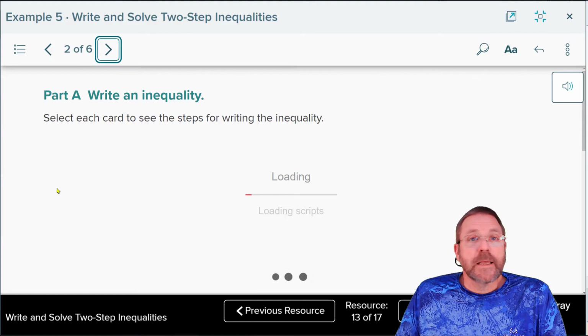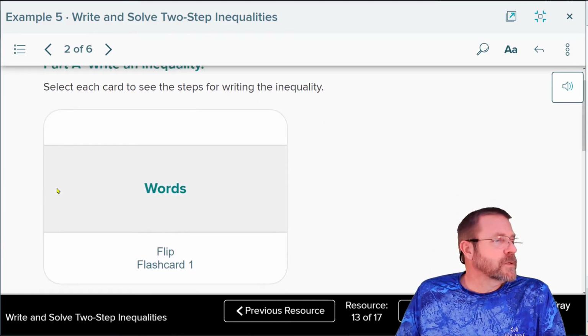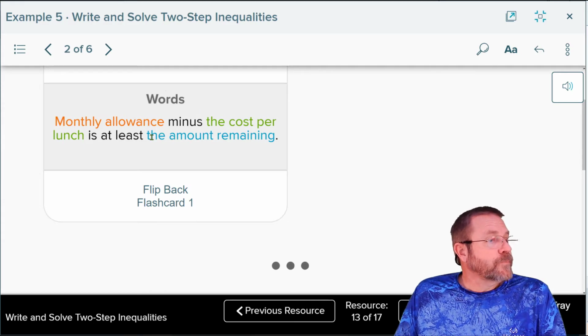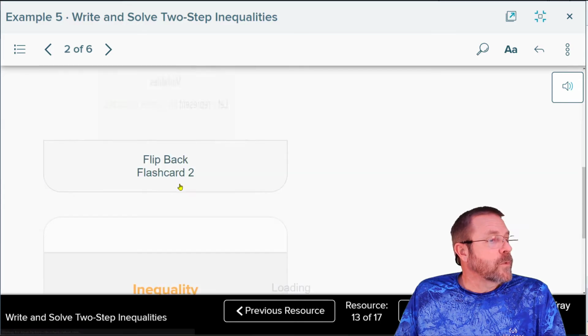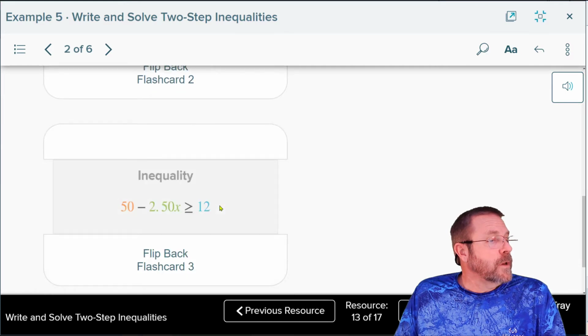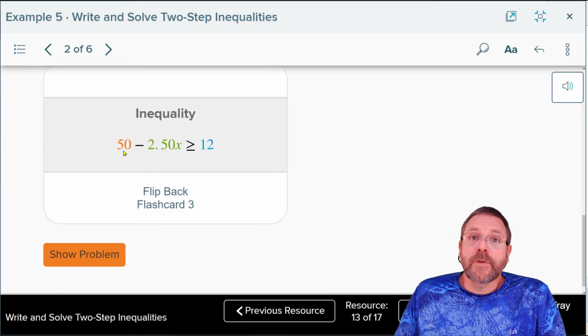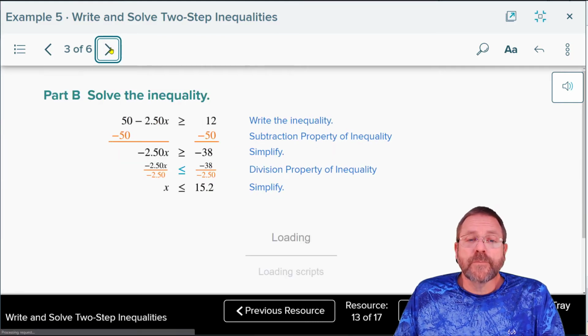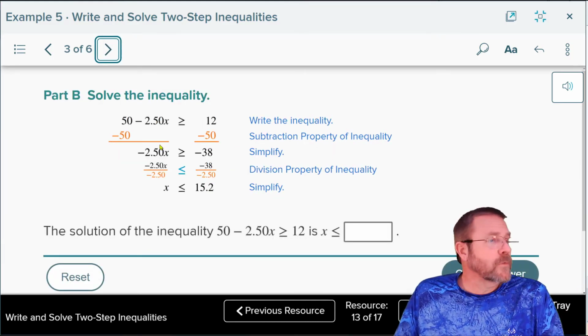Let's see what they say. Probably pretty much the same thing I just said. In words, we've got the monthly allowance minus the cost per lunch is at least the remaining amount. So in variables, where they decide to let x equal the number of lunches, the inequality is going to be exactly what I said: 50 minus $2.50 times some number of lunches is greater than or equal to 12. From there, it's solved just like all the other problems we've done in this lesson.